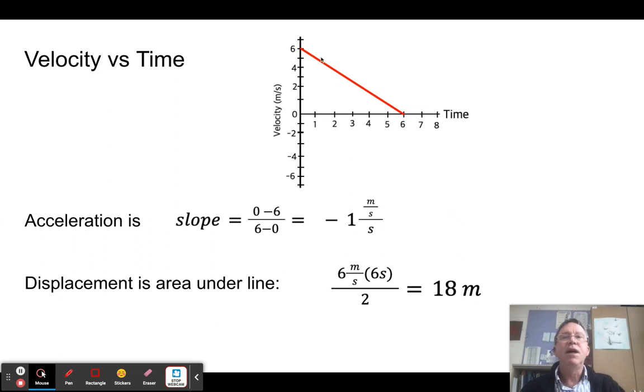So let's just try one here. I've got this one here. I start off at positive 6. 6 seconds later, I'm going 0, so I'm slowing down. And if I do change in y over change in x, I get -1 meters per second squared as my acceleration. If I take the area, I would say 6 times 6. So I'd make this rectangle and I'd cut it in half. So 6 times 6 divided by 2 gives me 18. And meters per second times seconds leaves me with meters. So my displacement then would be 18 meters.